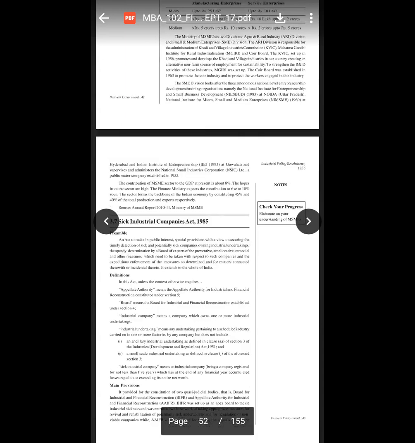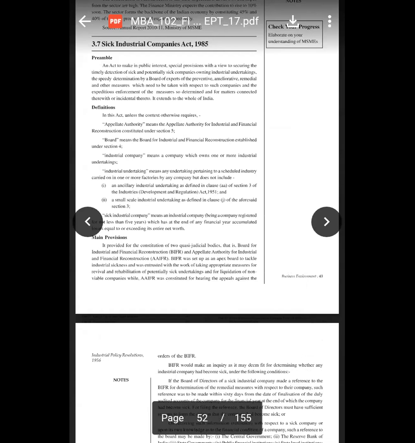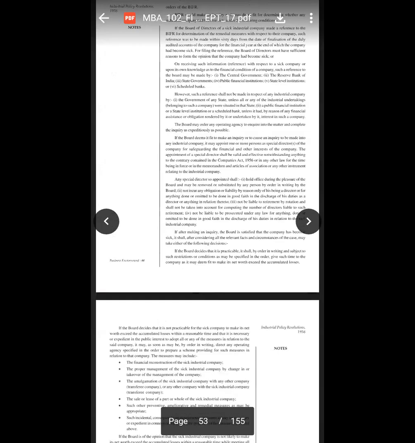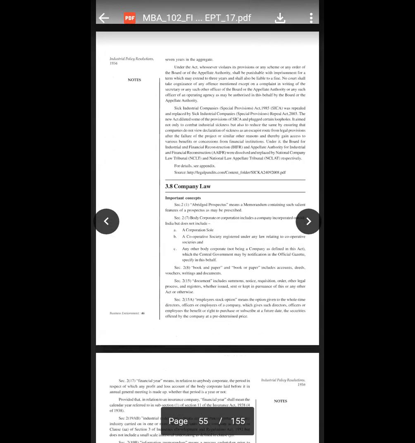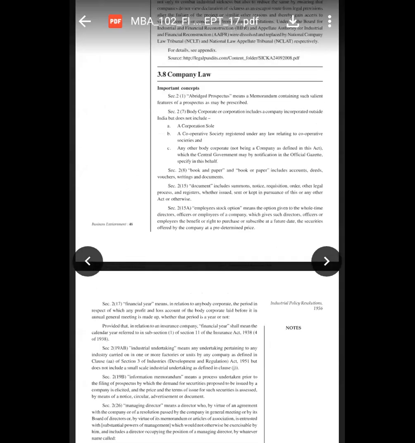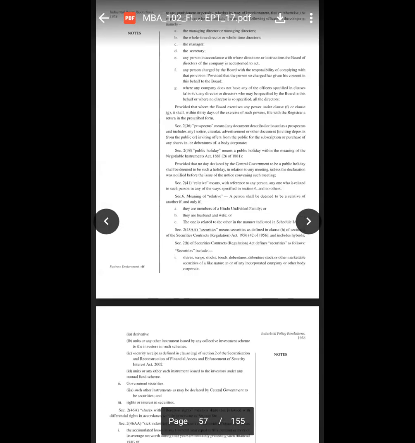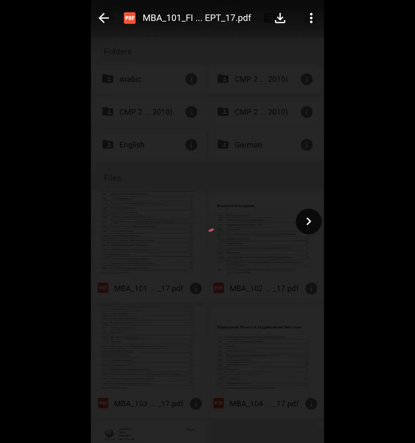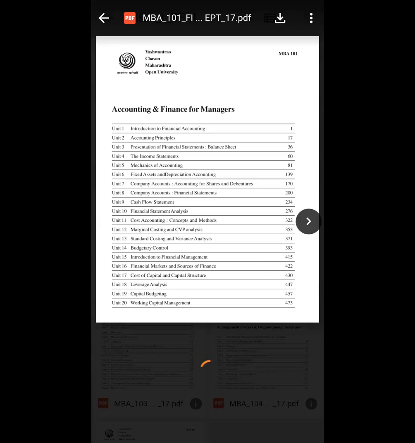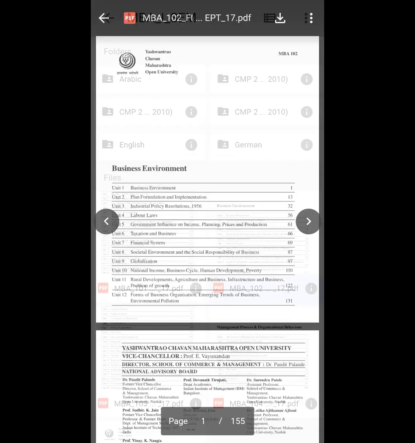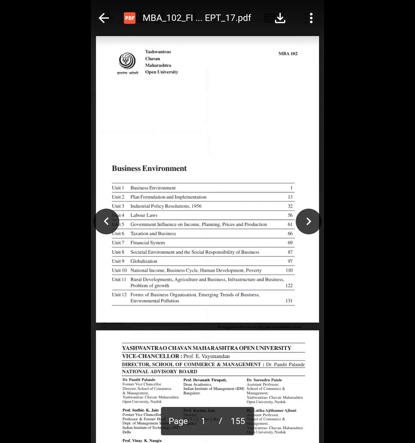Okay, now the sick industrial development. Okay, sick industrial companies. This concept we are going to see in the upcoming lecture, because this is also a huge concept. We are also going to see company law in the upcoming lecture. There are other factors also that we are going to see in the upcoming lecture. We will also see the important factors of the business environment chapters, such as labor laws, government influence on income planning, prices and production, taxation and businesses. All this we are going to see in the upcoming lecture.